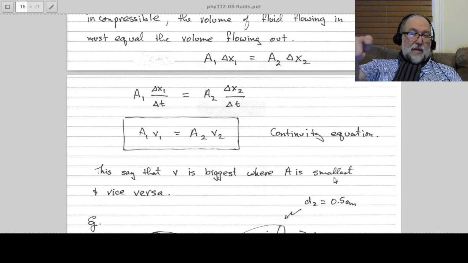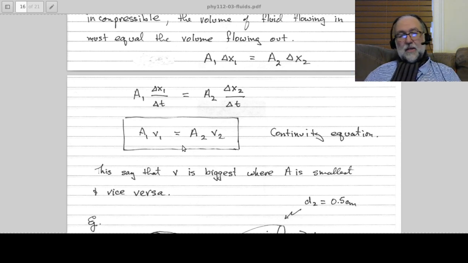And then what do you do? You put your thumb on top of it, and what are you doing? You're decreasing the area, and what happens? The water squirts out faster. So if you want to squirt your friend, you just put your finger on top of it, because you're normally just watering, but you put your finger on top of it, you decrease that area, and the water will squirt out faster. So that's basically what this equation is saying.